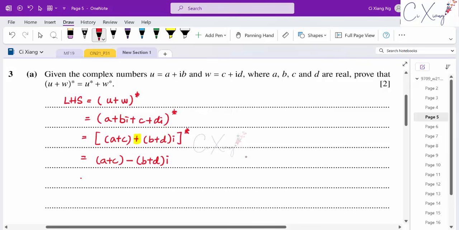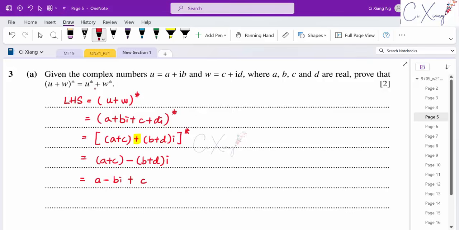Okay, then again, how can I rephrase it to become u conjugate plus w conjugate? You just need to rephrase your equation here. So I'm having a minus bi and then plus c minus di. Expand everything. So this one multiplies inside the negative. So you rephrase it again: I'm having a plus bi, a minus bi plus c minus di.